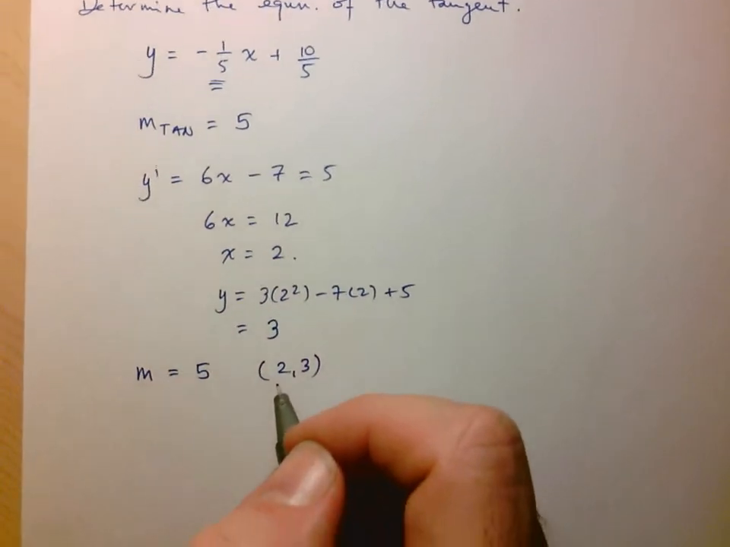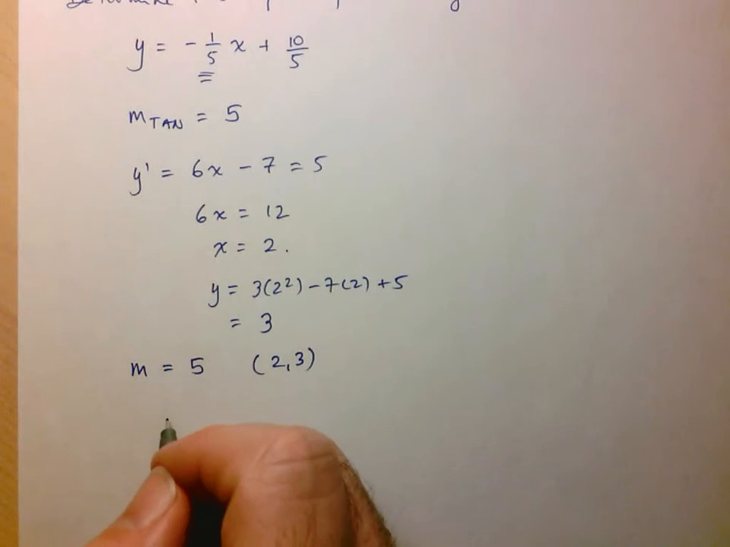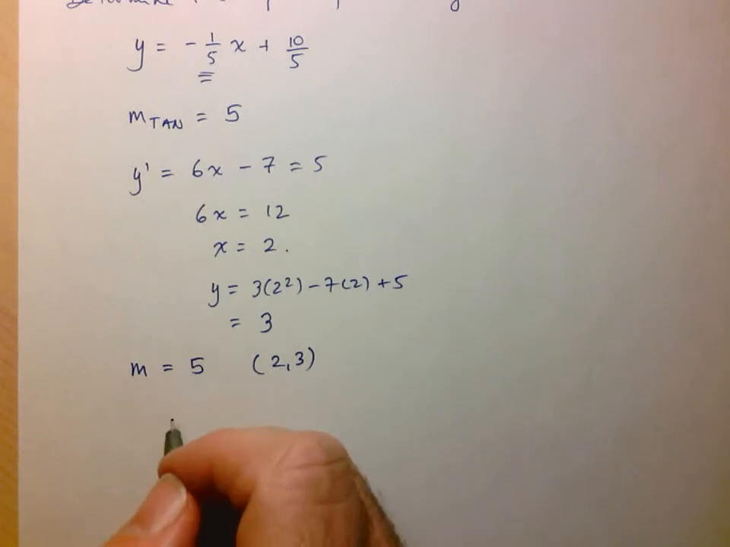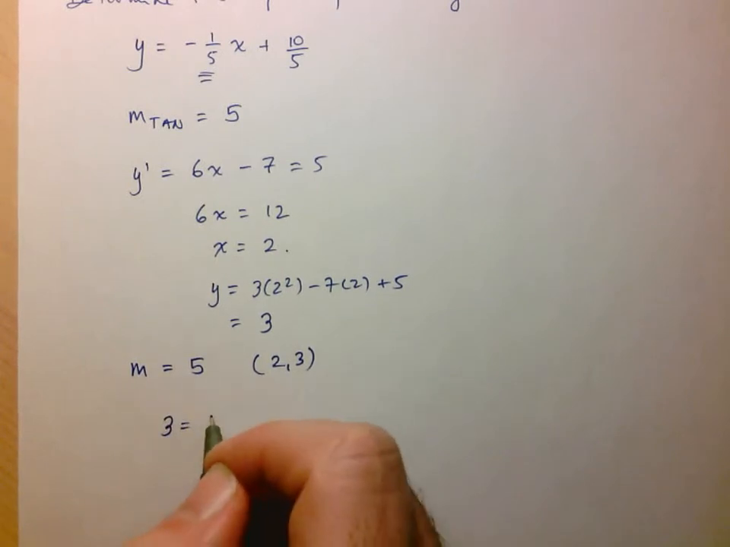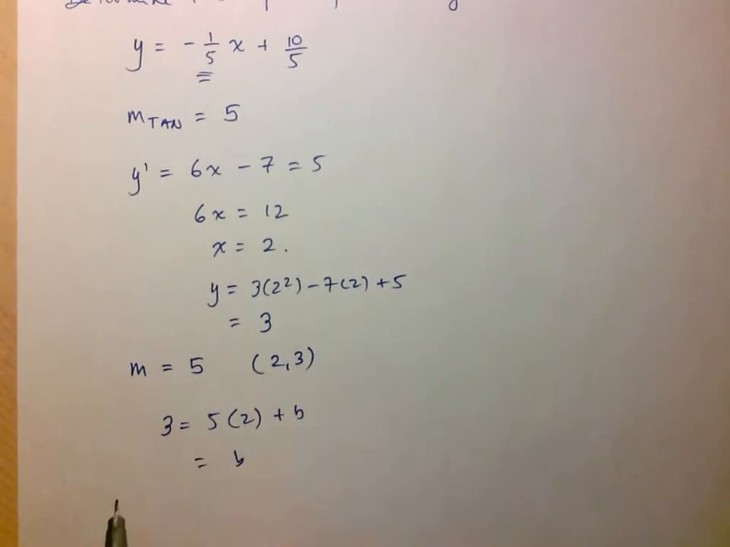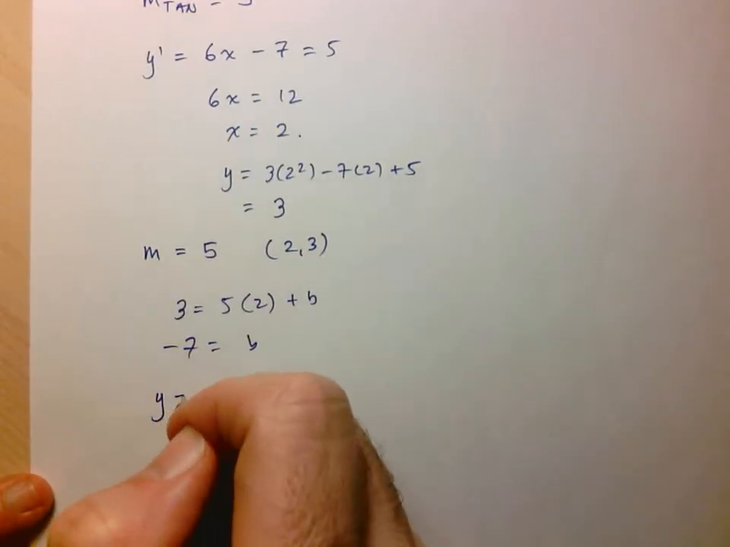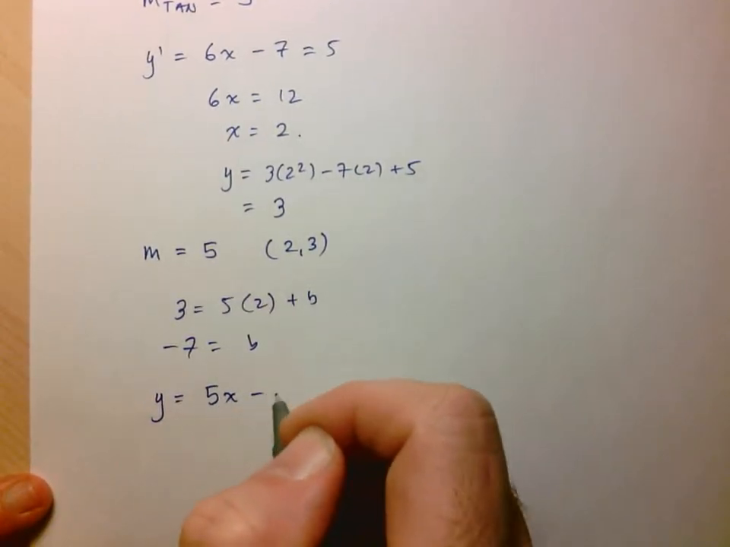Okay, so let's just find the equation here. And so we've got to stick this into y equals mx plus b. So we've got 3 is equal to 5 times 2 plus b. So b is just equal to 3 minus 10, which is negative 7. Okay, so our final answer here is just going to be y equals 5x minus 7.